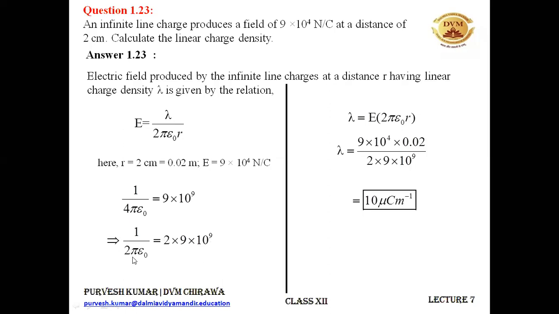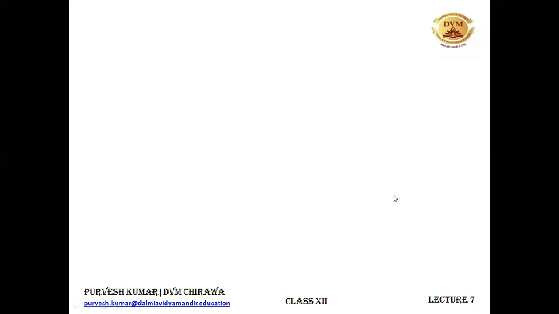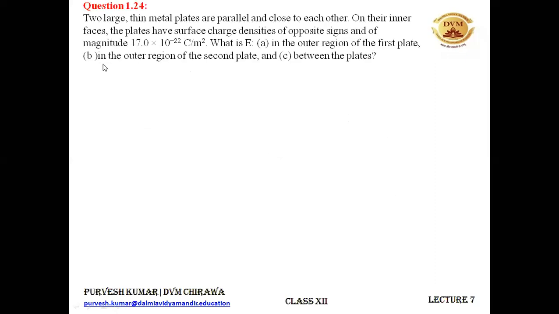Just cross multiply it. When you cross multiply it, 2 pi epsilon naught becomes 1 upon 2 multiplied by 9 multiplied by 10 to the power 9. Solve it out, it becomes this. Last question for today. Question number 24.